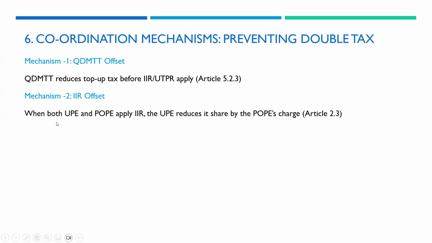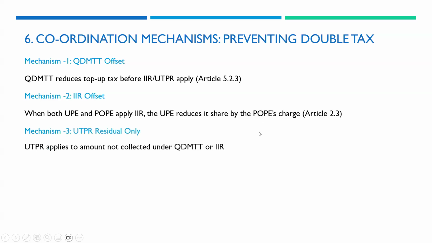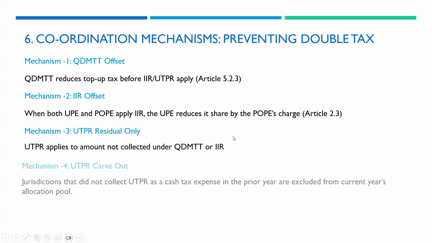Second is IAR offset. When both UP and POP pay IAR, the UP reduces its share by the POP charge. We know that already. And UTPR residual only. Only the residual tax would be paid by UTPR. All this, one, two, three, is to make sure that there is no double taxation. There won't be application of QDMTT and again IAR, and it becomes a problem, right? To prevent this is why these mechanisms apply.